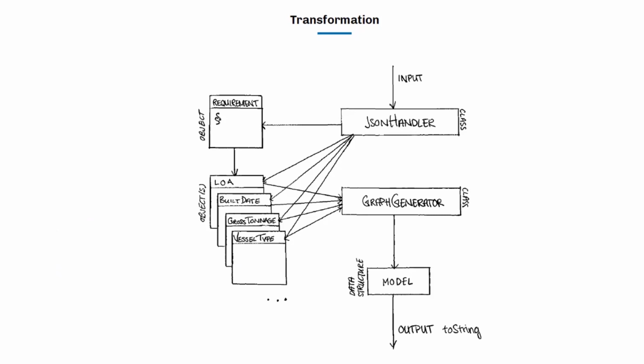So this was me trying to sketch out the flow in the Java code while having a beer at the local pub. I see now that I missed an arrow between the JSON handler and the graph generator. But anyways, we parse JSON, of course, and in the JSON object, we have information about the location of the scope. So that's the requirement object.